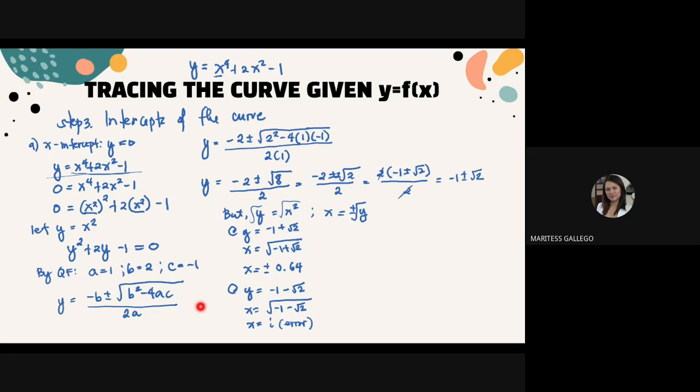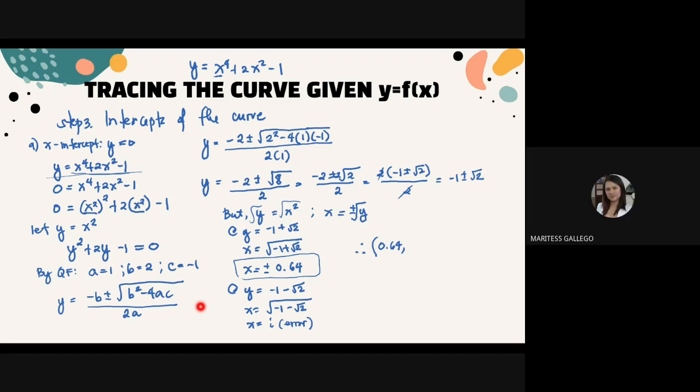So ano ngayon yung point of intersection? Ayan. What is our x? Ang nakuha nating x lang ito. Dalawa. Positive 0.64. What is our y value? Kasi ordered pair yung kinukuha natin, di ba? Pag point of intersection.